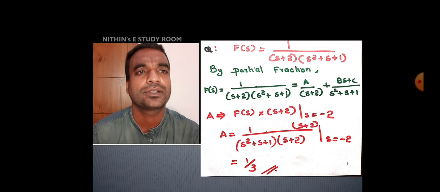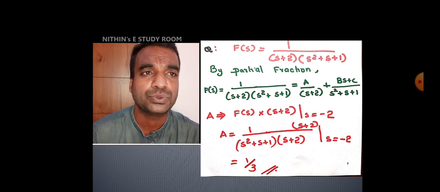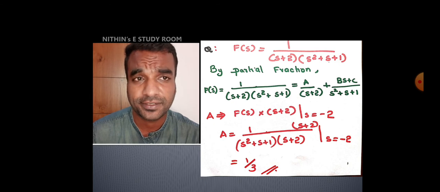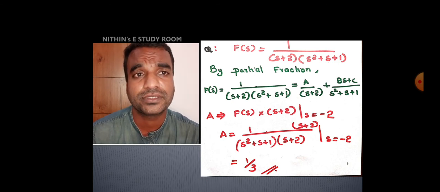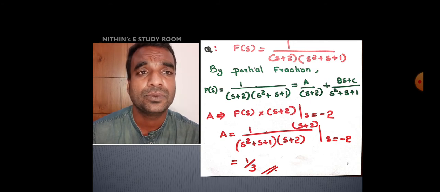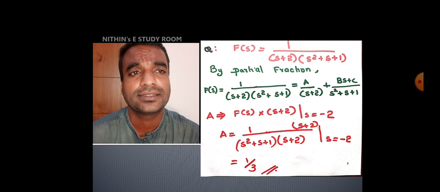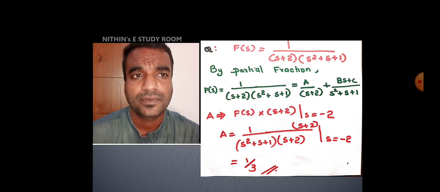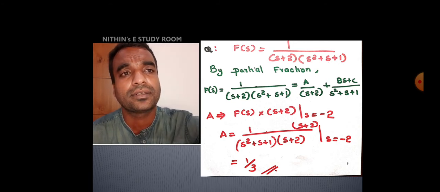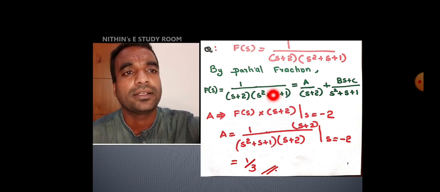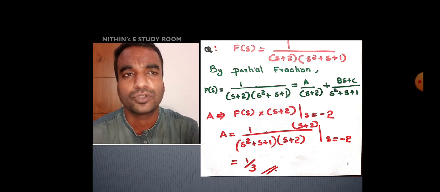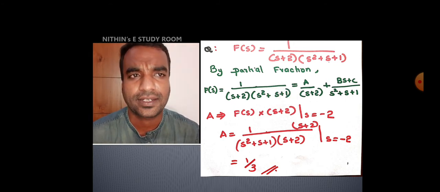So f of s is equal to 1 by s plus 2 into s square plus s plus 1. By partial fraction, we cannot directly fractionalize s square plus s plus 1. Can you? No. If you have to do that, you have to find a and b such that a plus b is 1 and a into b should also be 1. So it is very clear you cannot directly fractionalize.